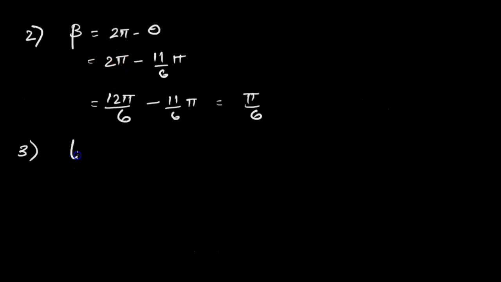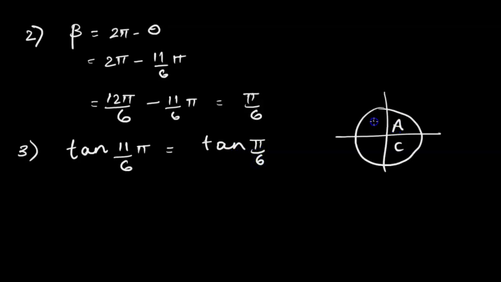That's step number 3. So tan 11 pi by 6 is equal to tan pi by 6. Now whether this is going to be negative or positive depends upon the CAST rule. Since we're in the fourth quadrant, and the fourth quadrant is positive for cosine, it's not positive for tan ratios. So this is going to be negative tan pi by 6.